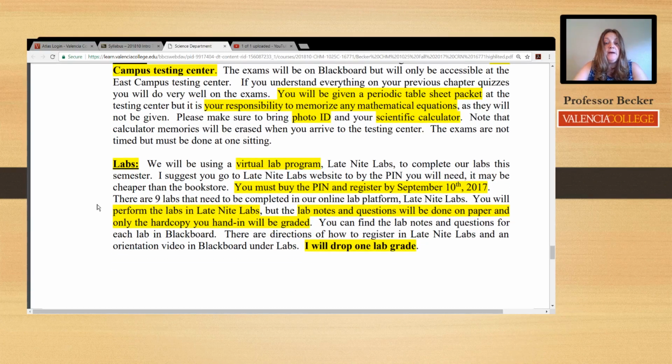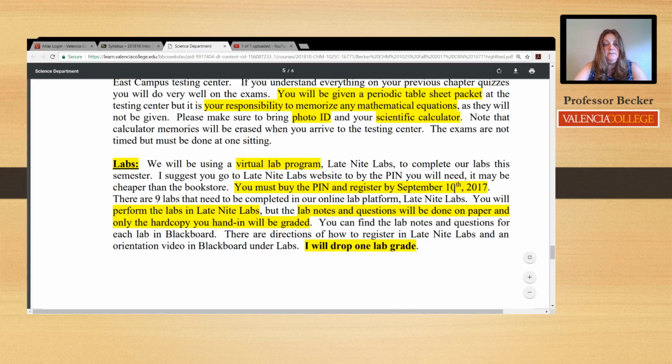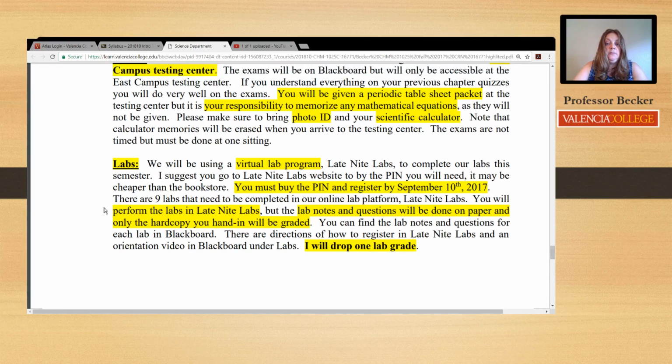Labs. We will not be meeting for a physical lab. You will be doing your lab in a virtual lab called Late Night Labs. You must buy the PIN to register for Late Night Labs and register by September 10th. You're going to perform the labs in Late Night Labs, but the lab notes and the questions that you're going to answer about the lab are being done on a separate piece of paper, and those papers are on Blackboard for you to print out. I will be dropping 1 lab grade.